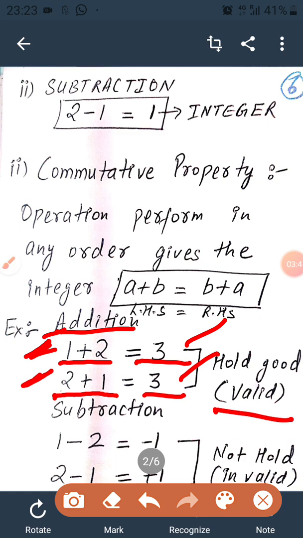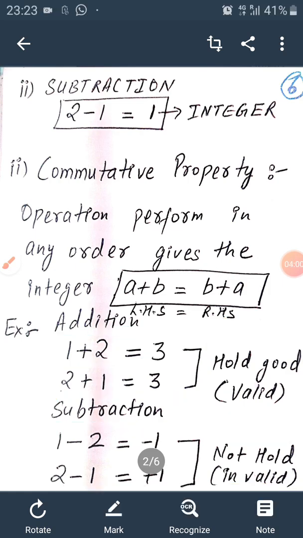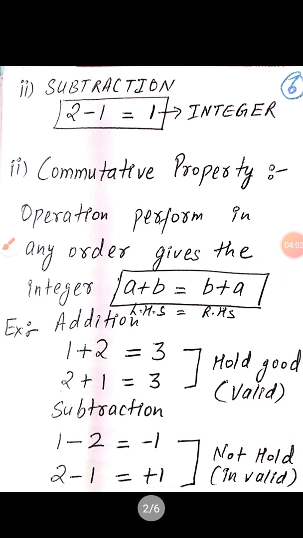Now let us check for subtraction. For subtraction we are taking the same numbers, only the operation is changing. 1 minus 2 is equal to minus 1, and 2 minus 1 is equal to plus 1. Therefore LHS is not equal to RHS. Therefore the commutative property is invalid for subtraction and does not hold good for subtraction.